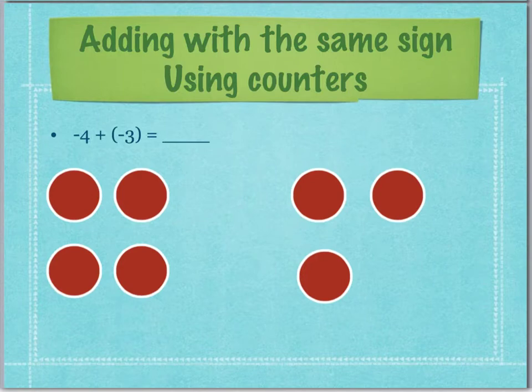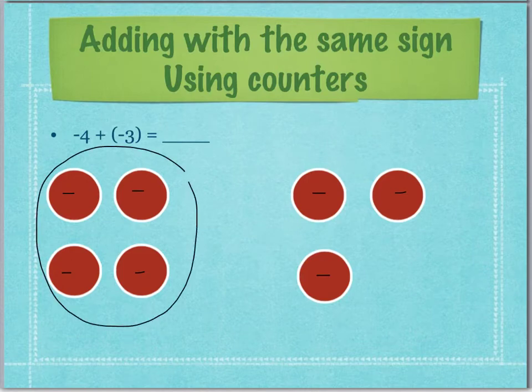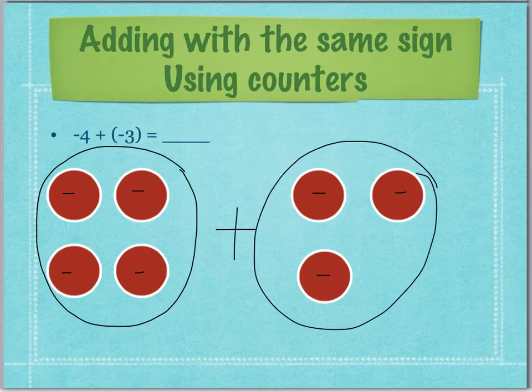So adding with the same sign using counters. This is very simple. It's a visual way to add two integers with the same sign. So we have -4 plus -3. You're going to place 4 negative counters and then add the 3 negative counters. Count them all up. That's going to give you 7. Since we have all negatives here, our answer is going to be -7.